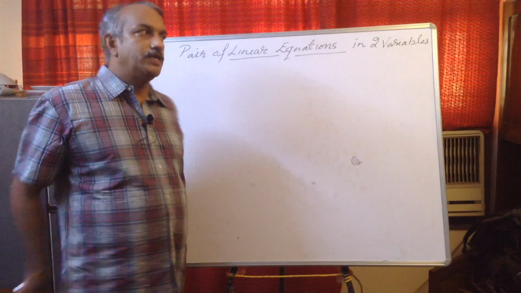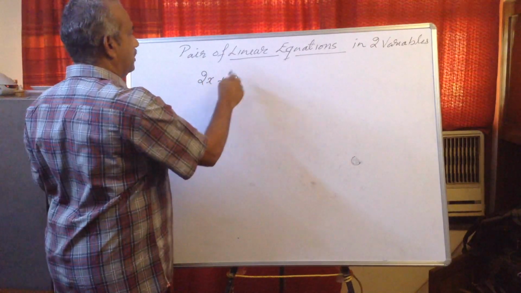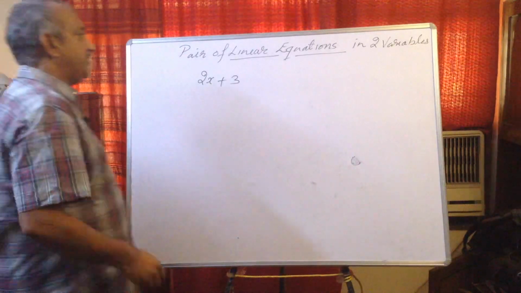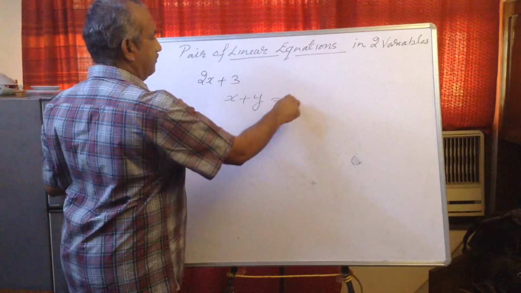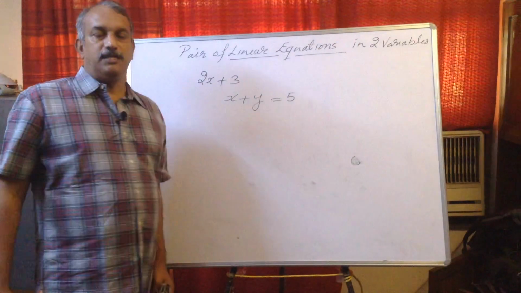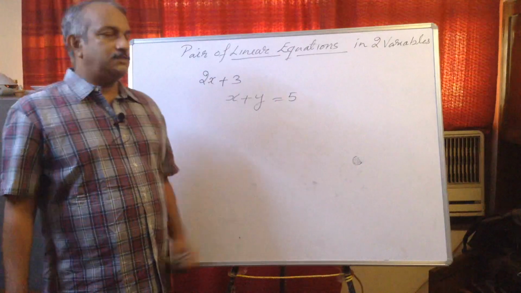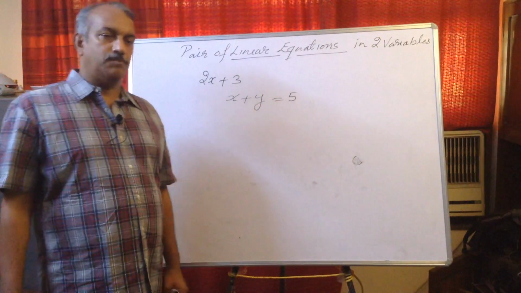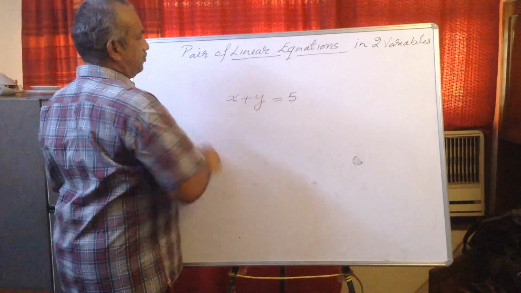So for example, 2x plus 3 is a linear equation in 1 variable. Then x plus y is equal to 5 is a linear equation in 2 variables. Now if we write x plus y plus z is equal to 7, it is a linear equation in 3 variables, and it will go on. So this is a linear equation in 2 variables.